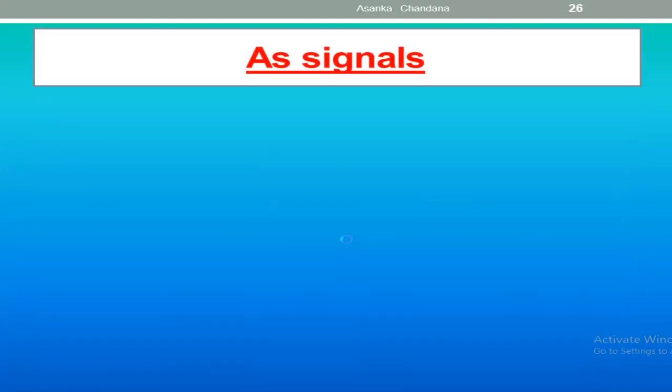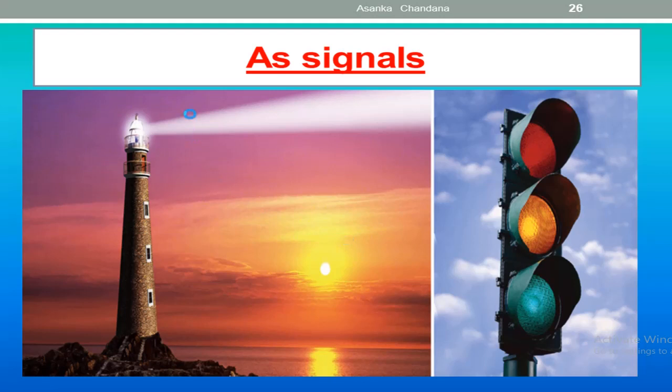And then we are going to learn about the signal. This picture represents a signal. This signal is represented by using a light. This is the color light. Different colors are used to give different signals: red color, yellow color and green color.